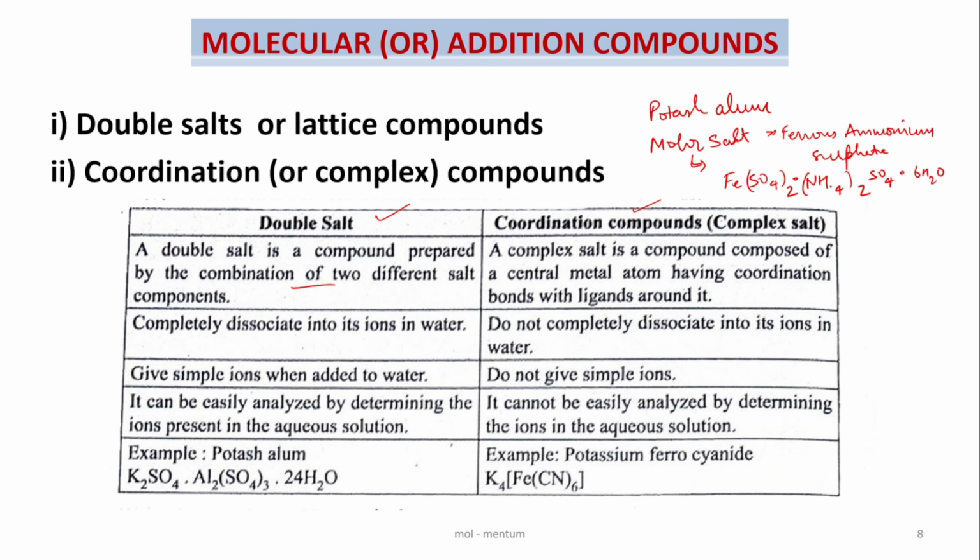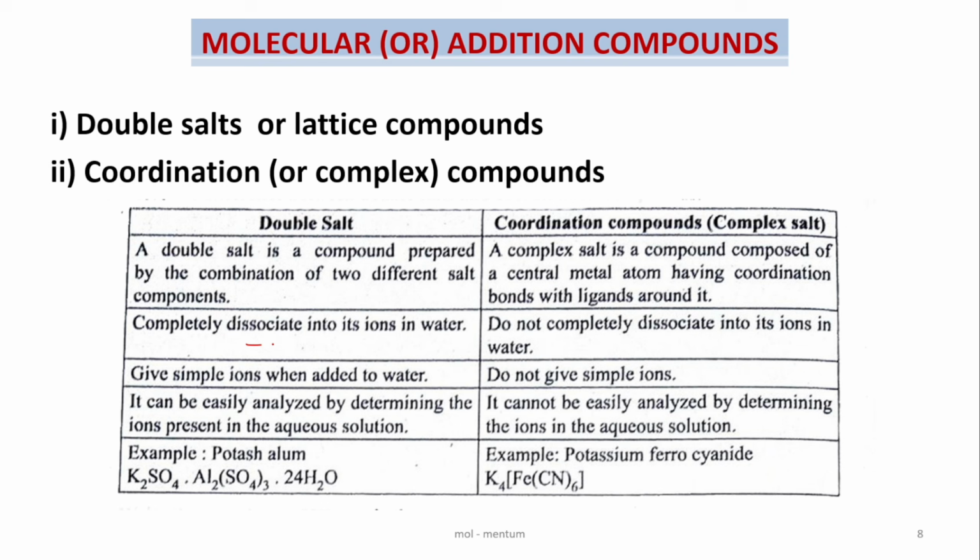And the second example we have is carnallite, and the third one is potash alum, what we call fitkari. So this is the formula of potash alum. In a double salt, they completely dissociate into their ions. So when they are dissolved in water, they give their simple ions.